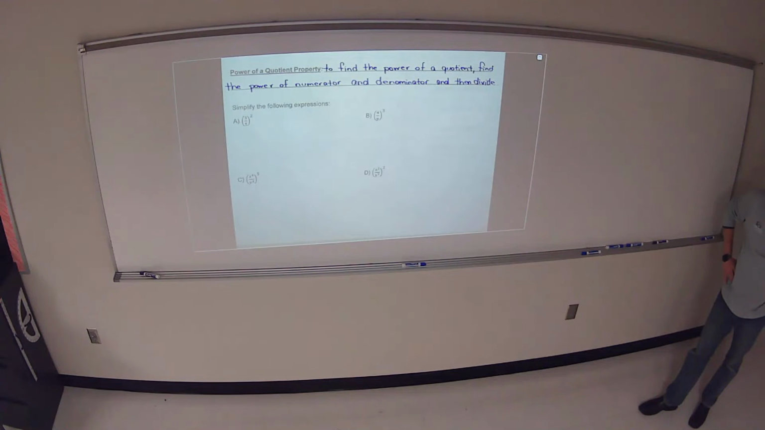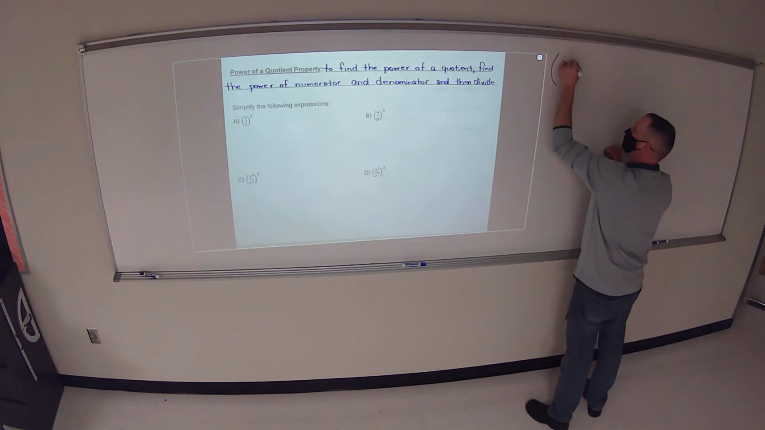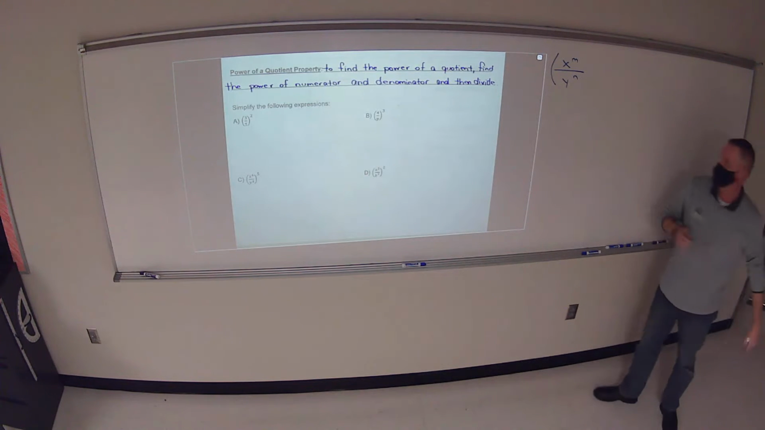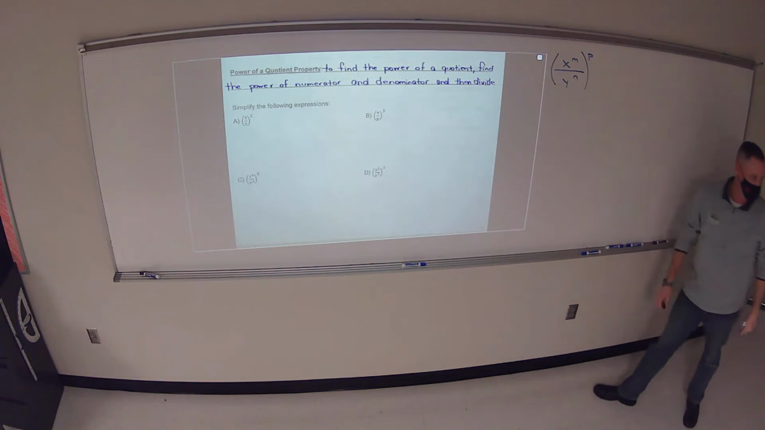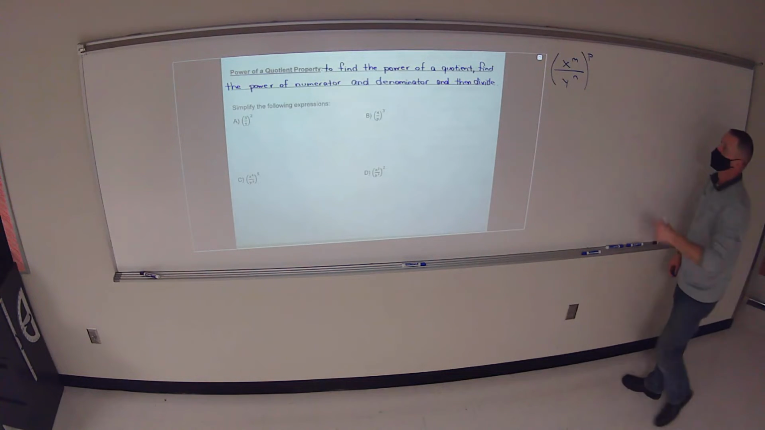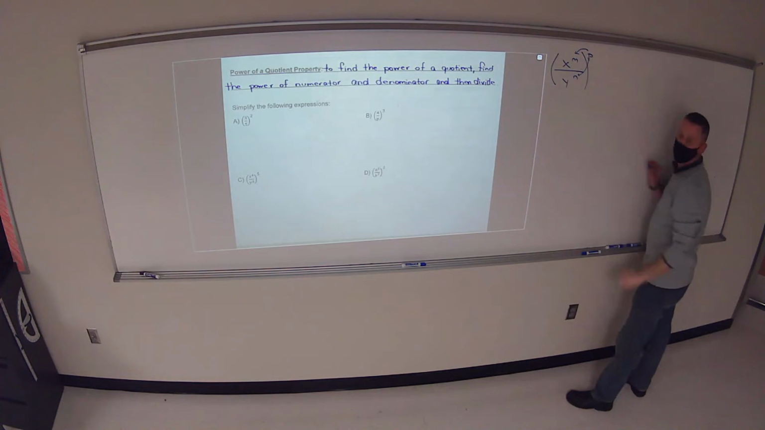Okay, so here's going to be my example for this one. If we gave you x to the m over y to the n. These don't need to be the same bases, but I've got a quotient that is being taken to a power. Just like your power of a product, you distribute through your exponent. Power of a quotient, you distribute through your exponent.